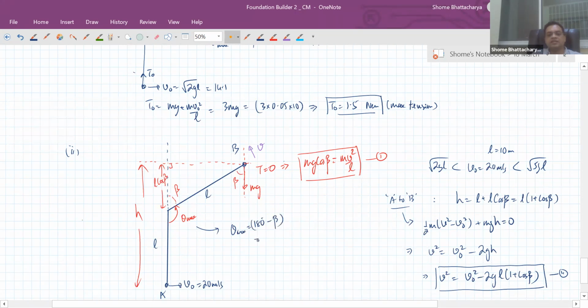And we can see that tension equals 0 at B. This is the minimum tension. Okay, so this we still have to find out, but this is the minimum tension. And at this point, this will be the maximum tension. Okay. So based on my equations, now just solve equations 1 and 2 and try to find out how much you are getting for the maximum angular displacement.